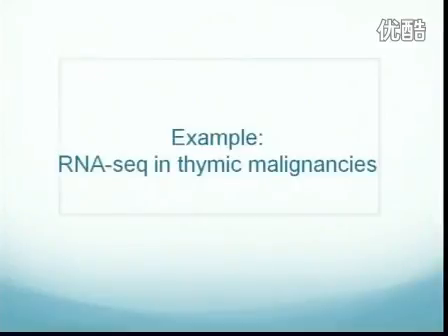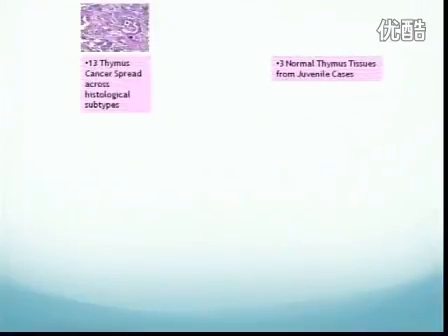My second example here for RNA-seq is going to be in thymic malignancies. This is actually a pretty short vignette, but I wanted to show it just to illustrate one example. So in this study, we took 13 thymus cancers spread across histological subtypes. Hold on, let me ask first. Does everyone know what the thymus gland is? Okay. When I tell my friends who aren't scientists, they don't know what a thymus is, so I better ask. A thymus is a gland up here, and it's important for maturation of your immune cells.